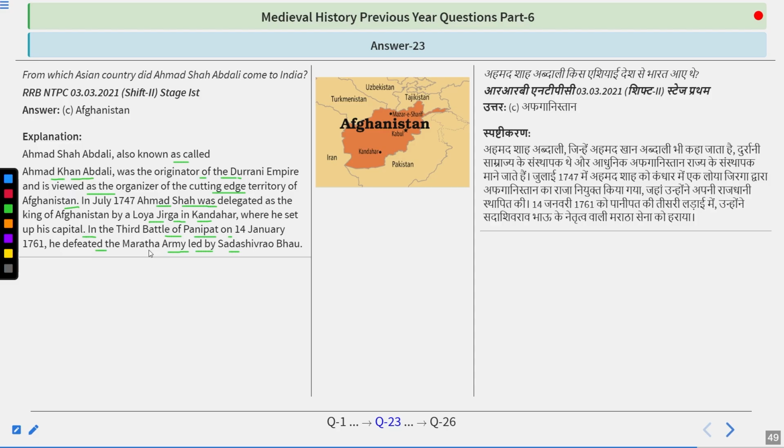But confederations also started among the Marathas, which later on became the reason for the decline of the Marathas by 1805, after the Second Anglo-Maratha War. So remember the name. The answer is Afghanistan.